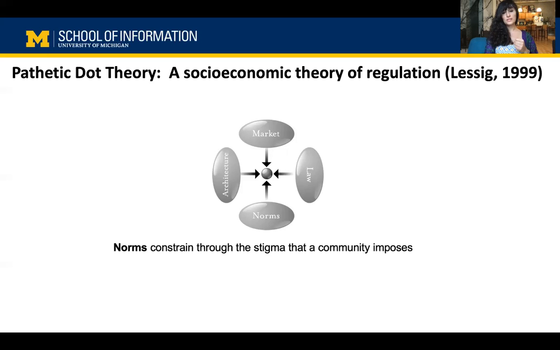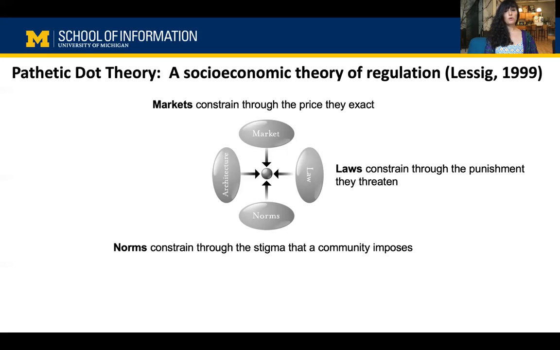Norms constrain through the stigma that the community imposes. Laws constrain through the punishment that they threaten. Markets constrain through the price that they exact. And architectures constrain through the physical burdens that they impose. These modalities sometimes act cumulatively, and sometimes they act in divergence, and they apply to behaviors online and offline.